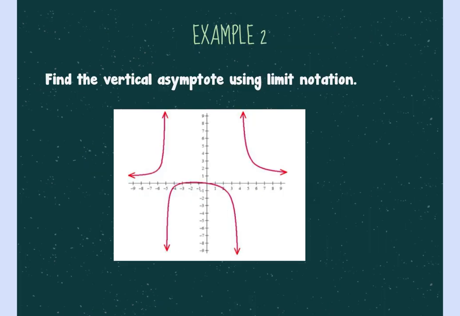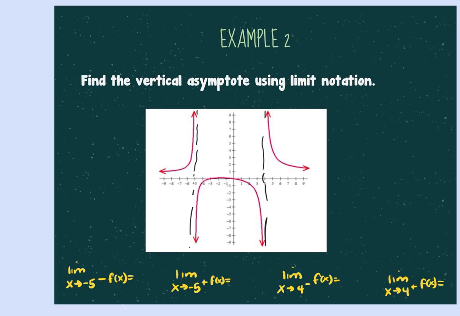All right, you try this. So actually write out your limit notation. The number on the bottom should be where your asymptotes are, and each one should have a plus and a minus. So you're looking for 4 limit notations here because there are 2 vertical asymptotes. All right, so first thing you have to do is identify where your vertical asymptotes are. There's one at -5 and there's one at +4. So each one of them gets 2 limit notations, coming from the left and coming from the right.